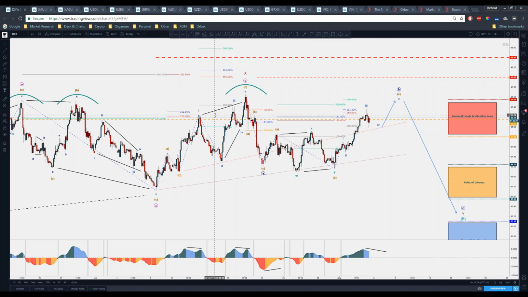But it also uses Fibonacci numbers and so on. Hence the reason why I'm measuring the waves with Fibonacci extensions and retracements.